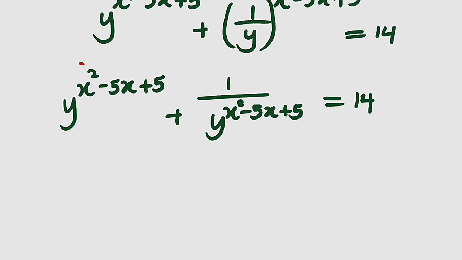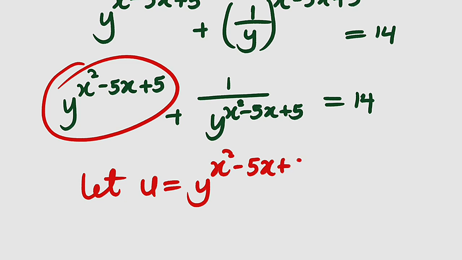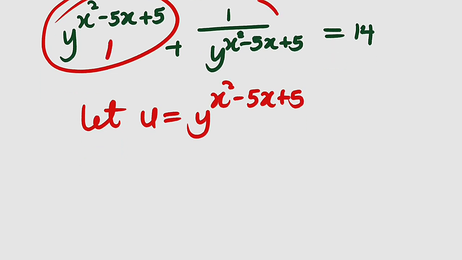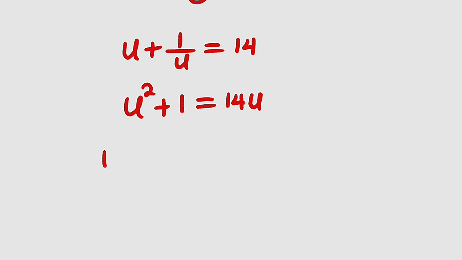Another substitution, I would like to declare the whole of this with u. So let u be equal to y raised to the power of x squared minus 5x plus 5. So this becomes u, and this becomes 1 divided by u, right? So we have u plus 1 divided by u, and this is equal to 14. Multiply every single term by u in order to clear this fraction. u times u is u squared, plus u multiplied by 1 divided by u will give us 1, and this is equal to 14 times u, which is 14u. Let us take 14u to the left. We have u squared minus 14u, then plus 1, the whole of this equal to 0.